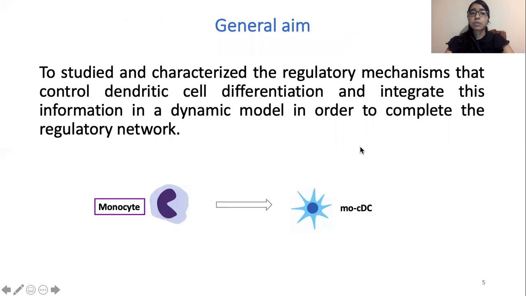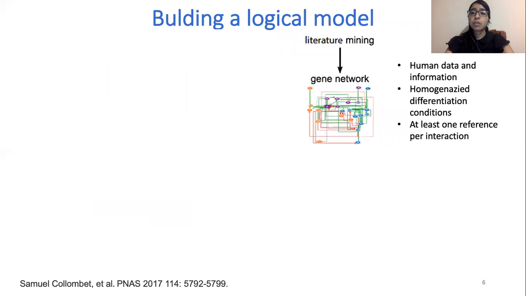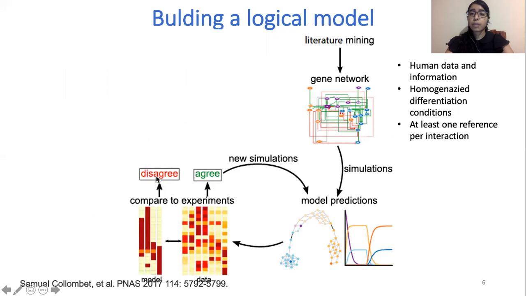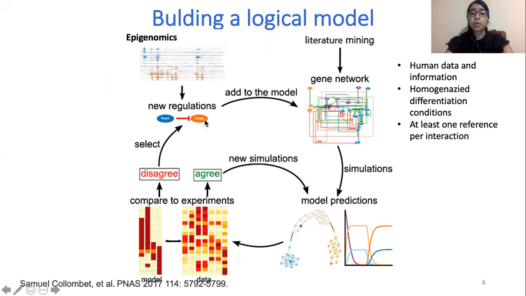The aim of our work was to study and characterize the regulatory mechanisms that control dendritic cell differentiation, and integrate this information in a dynamic model in order to complete the regulatory network. The methodology that we followed was to search the literature for information regarding human monocyte to dendritic cell differentiation, where the differentiations were done in the same condition, and to have at least one reference per interaction to complete our gene network. We performed simulation and model predictions, then compared with experiments, and we realized that we needed to add new regulatory interactions. To do this, we used epigenomic data to add to the model and complete the circle.